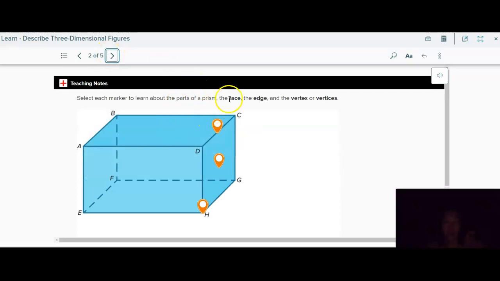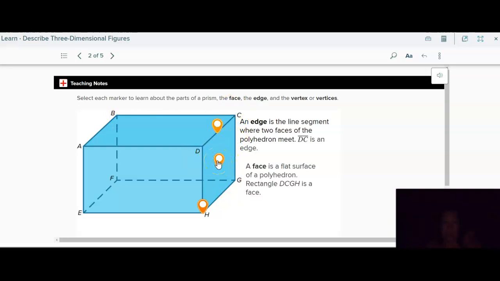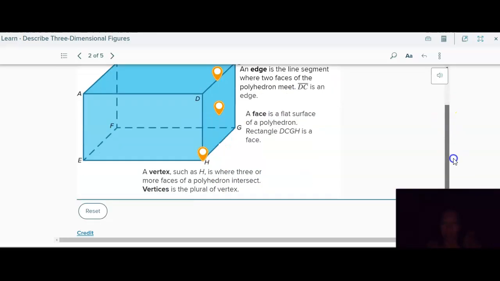Now, you should also be able to identify faces, edges, and vertices of a polyhedron. An edge is a line segment, so CD, and we name it with a little line segment on top. It's the edge where two faces of the polyhedron meet. So notice where this side and this side meet, we have an edge. And then a face is a flat surface. It'll be a shape like a rectangle or a triangle. And then a vertex is just a corner point where three or more faces meet. So notice here, this side, and the bottom would all meet at that point. Vertices is the plural of vertex.